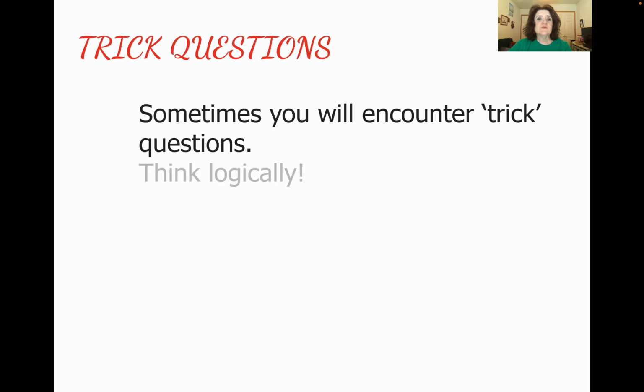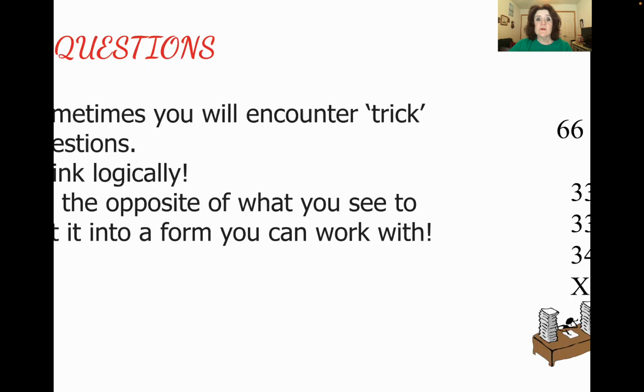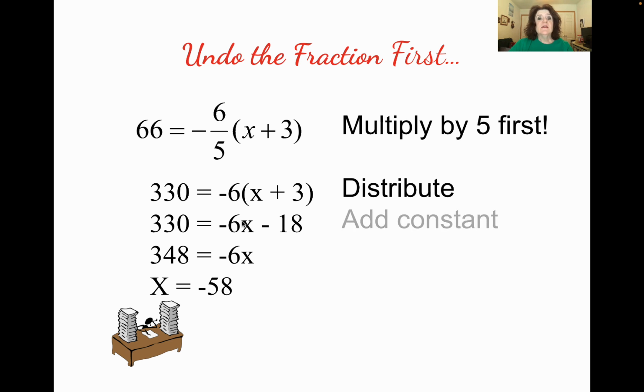Sometimes you will encounter some trick questions. Think logically. Do the opposite of what you see in order to get the equation into a form you can work with. So like this problem here, the first thing we want to do is get rid of the 5. We don't like fractions. So we want to get rid of that 5. So we just multiply it to the other side. 66 times 5 is 330. Now it's in a form that we can use. So we distribute the negative 6. Add the constant of 18, divide by negative 6, and we get x is equal to a negative 58.